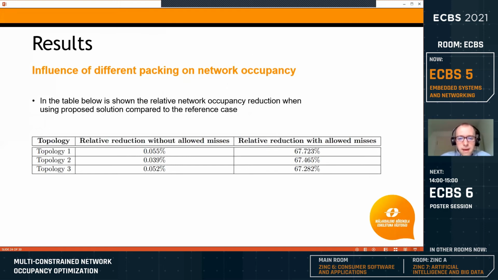Regarding the influence of different packing on network occupancy, here we just show that, algorithmically, the relative network occupancy reduction is shown in the second column. As you can see, it's relatively not very high, but given the volume of data in real networks, the absolute network occupancy reduction can still be significant. But when we take into account these parameters of allowed misses, one can see that a tremendous network occupancy reduction, around 67%, is achieved.